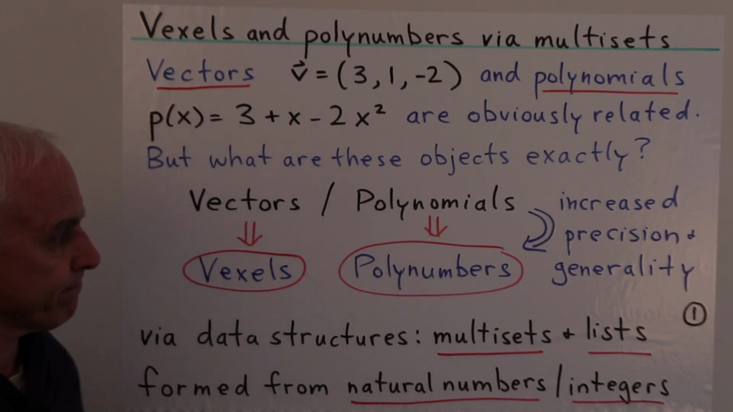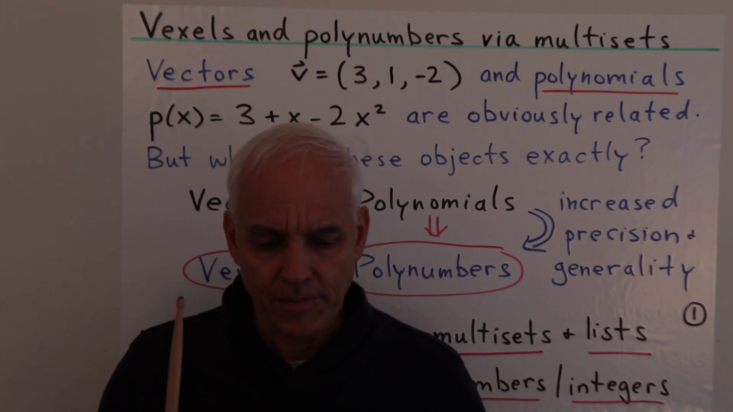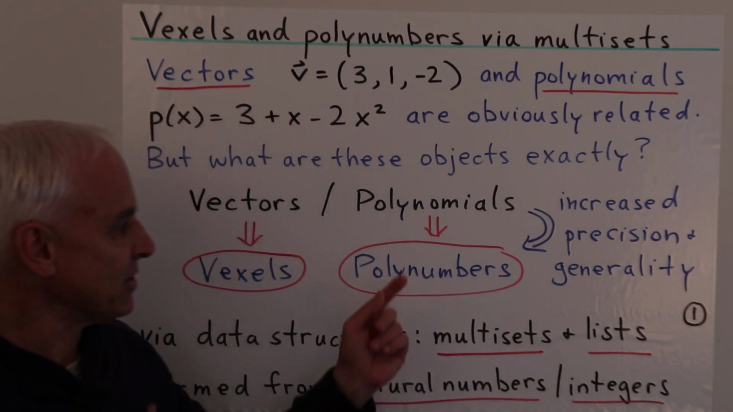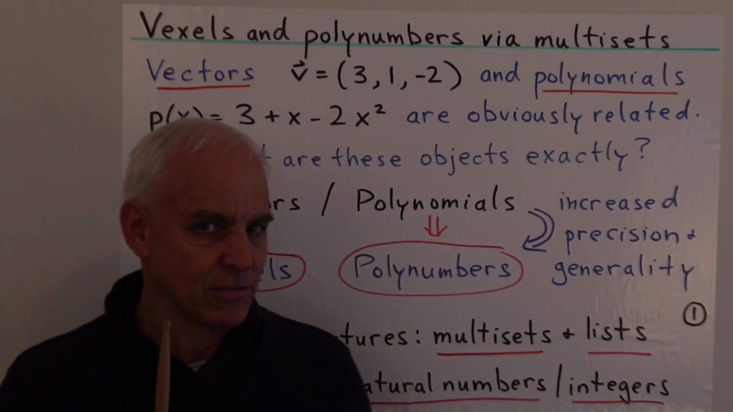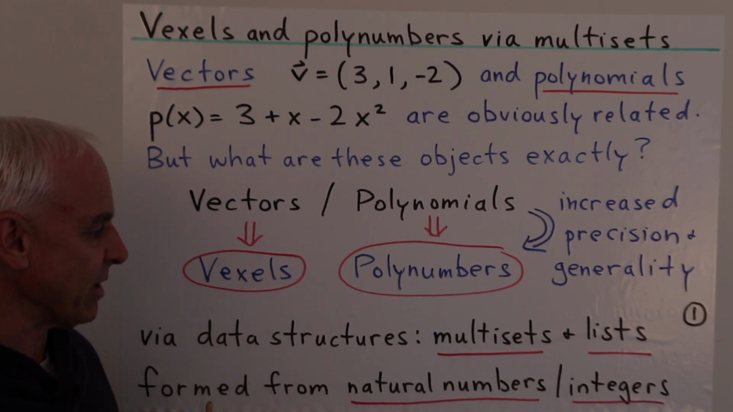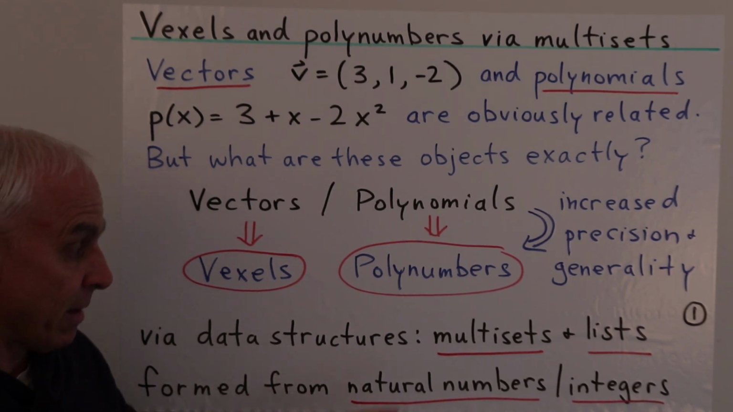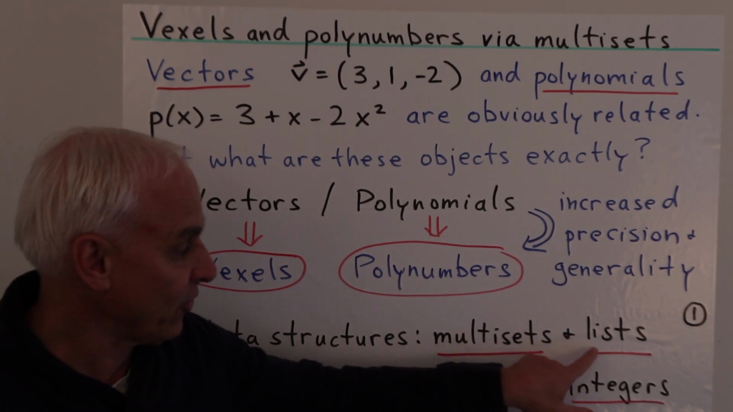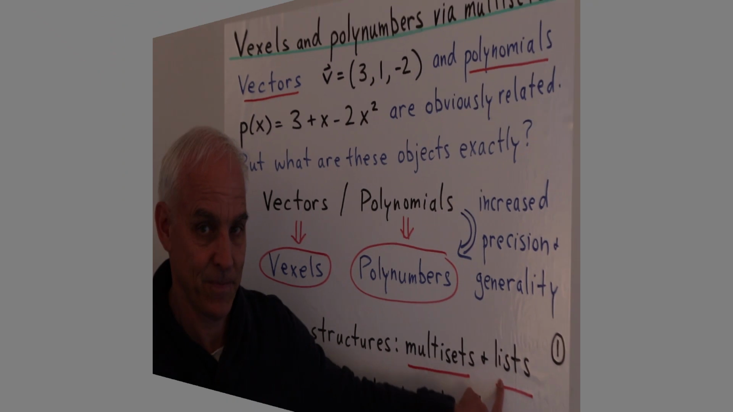So what we want to do here is introduce these kinds of objects, polynumbers, in a more precise way, focusing on the computational aspects of things coming from data structures. In particular, we're going to be interested in the role of multisets and also, to a certain extent, lists.